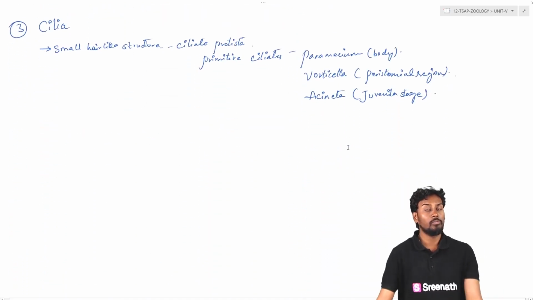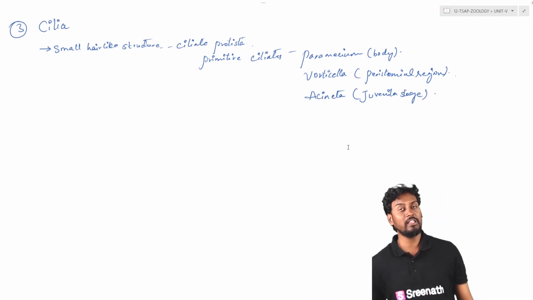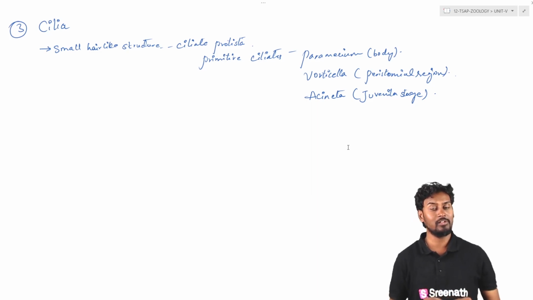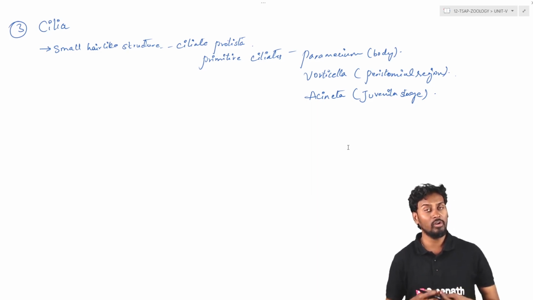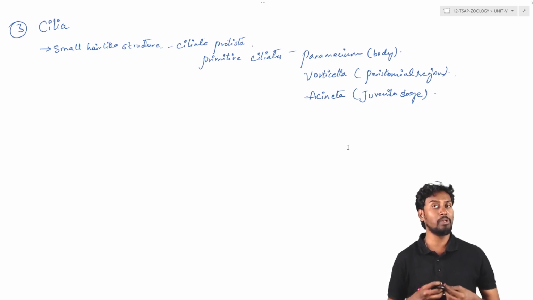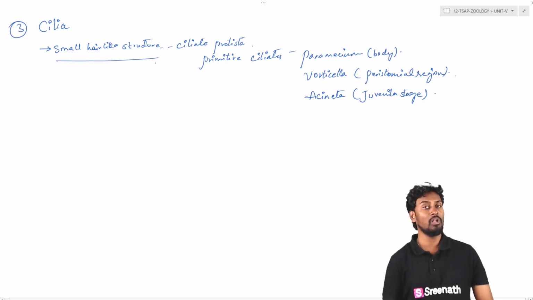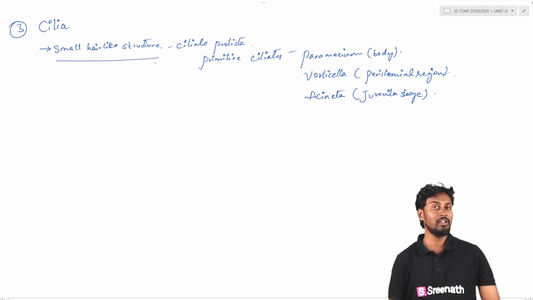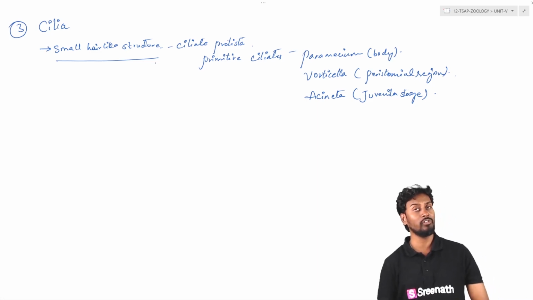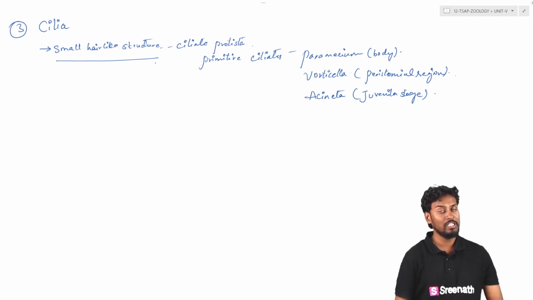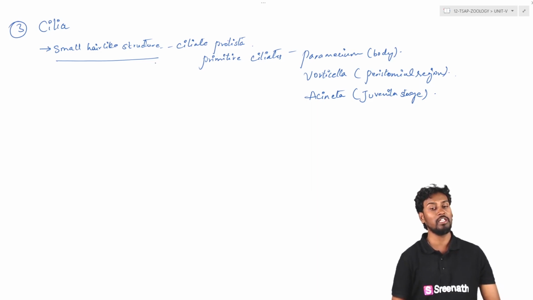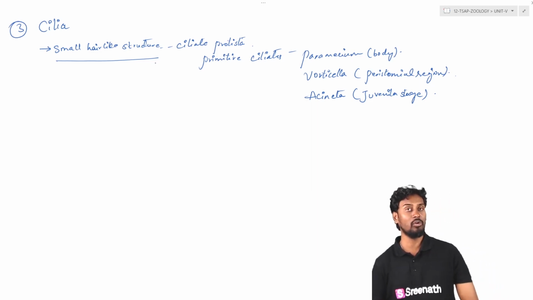So coming to another topic, that is about the cilia. Cilia are small hair-like structures which are generally present in ciliated protista. If you look at the ciliated protista or very primitive ciliates, they are generally observed in the form of small hair-like structures present on the surface of the protista, that is, the primitive ciliates. These are called cilia.